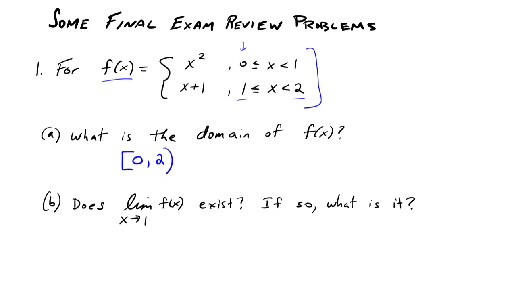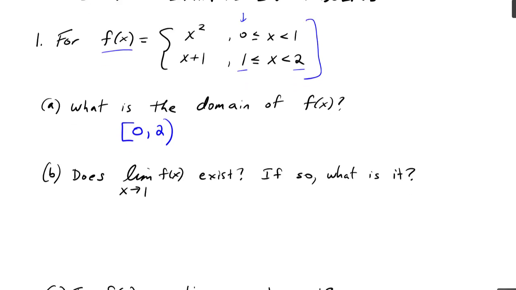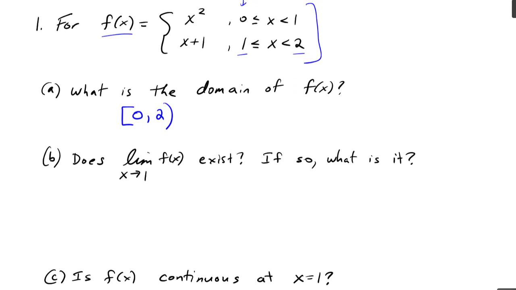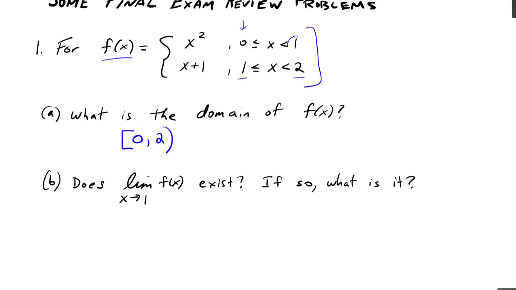The next question is, does the limit as x approaches 1 of f of x exist? If so, what is it? Okay, so if we're going to look at x approaching 1, notice that 1 is the place where these two pieces potentially join up. So we're going to have to look at the side limits here. So let's look at the limit as x approaches 1 from the left, and the limit as x approaches 1 from the right of this f of x.